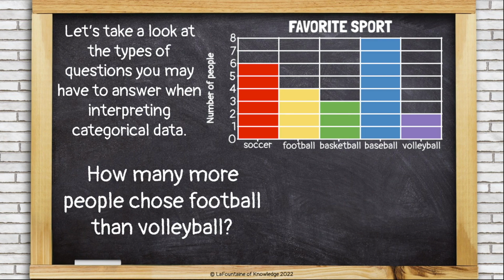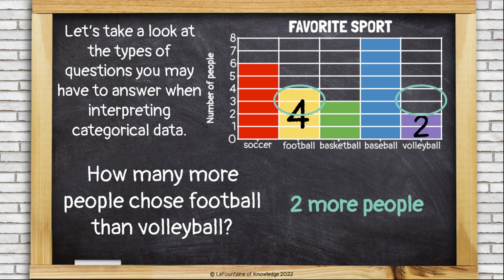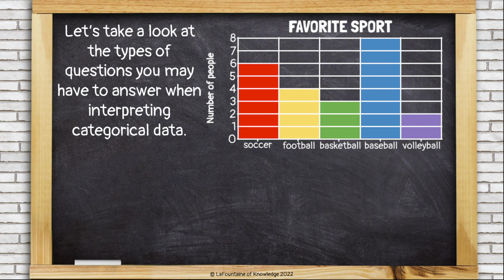How many more people chose football than volleyball? How many more? Those are subtraction words. So let's look at how many chose football, 4, and how many chose volleyball, 2. What is the difference between 4 and 2? 4 minus 2 is 2. 2 more people chose football than volleyball. And you can see this clearly on a bar graph. You can see that football has 2 more little sections shaded in than volleyball.